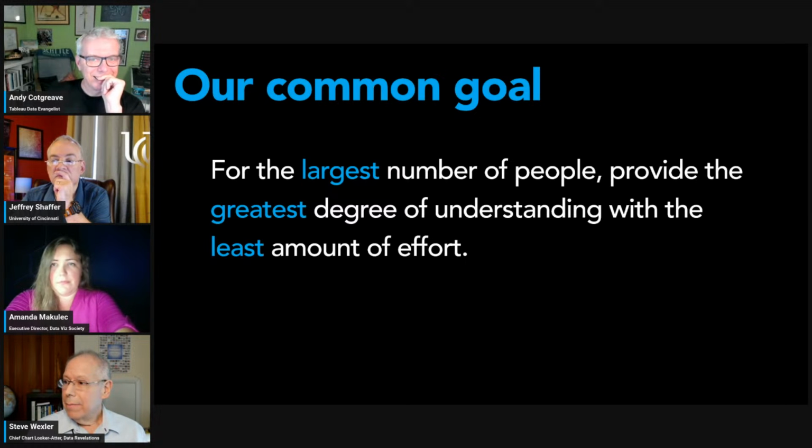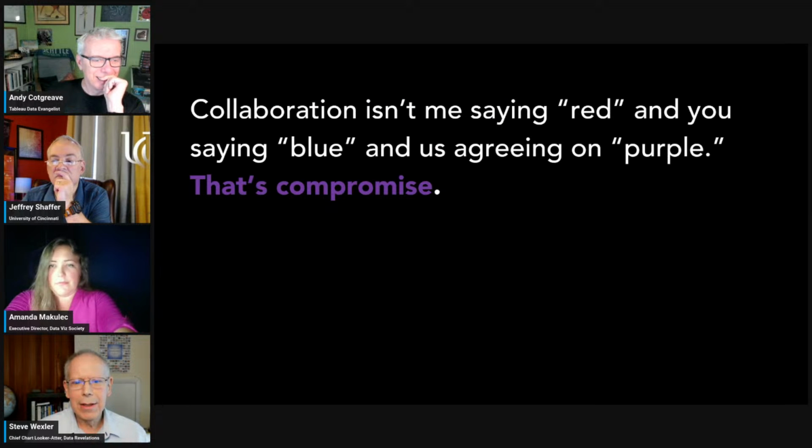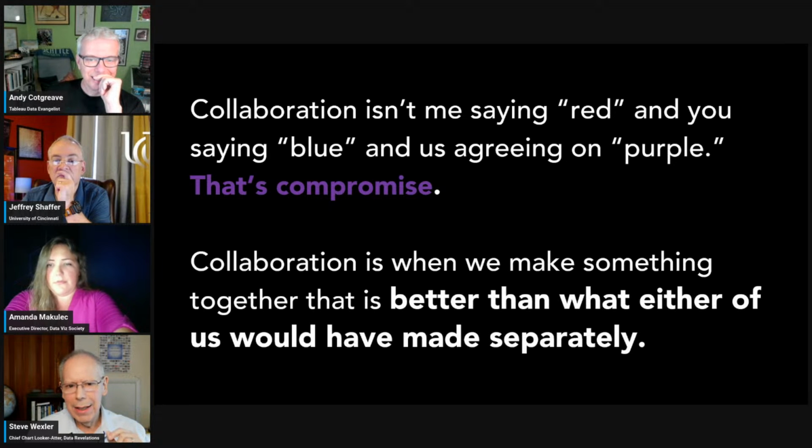And the collaboration has been great. I want to express my views on collaboration. It isn't me saying red, you saying blue, and us agreeing on purple. That's compromise. Collaboration is when we make something together that is better than what either of us or all of us separately would have made.